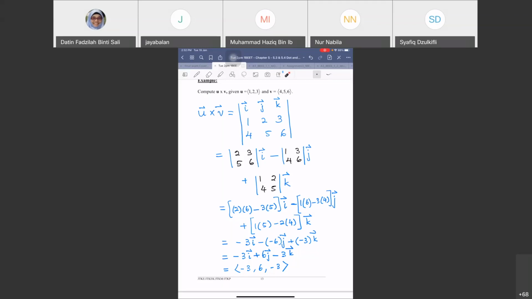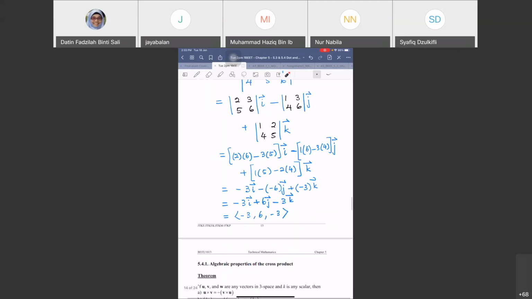Any questions so far? Basically, this is not something new in terms of finding the cross product. However, just bear in mind that because this is about vectors, it's about multiplication of two vectors. So you have your vector ijk as your first row. Then your final answer also is in the form of your ijk, or in terms of the component form. So that is cross product.